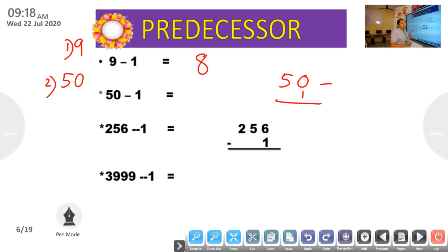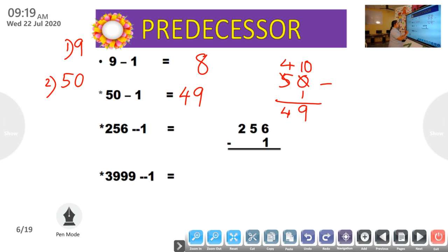From which number do you borrow? You have to borrow from the 5. So 5, cancel it, you are borrowing 1, so here you get 4. The 0 becomes 10. So 10 minus 1 is 9. Bring down the 4. You get 49. So predecessor means you have to subtract 1 from the given number.